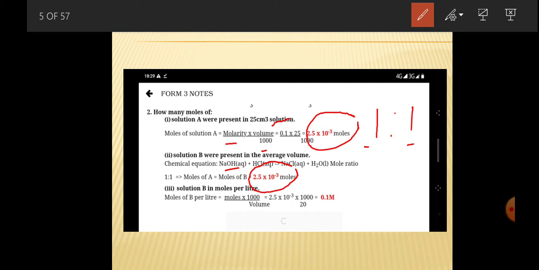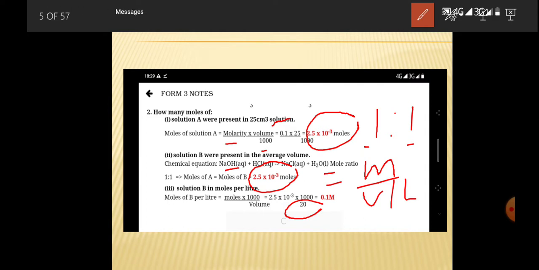Then molarity. Molarity is given by moles divided by volume in liter. Our moles were 2.5 times 10 power negative 3. For our B, the volume that reacted was 20 centimeters cubed. So you are going to convert 20 centimeters cubed into liters, and then you multiply by the moles. So having calculated and obtained 0.1, that is the secondary standard solution, and your calculations are complete.